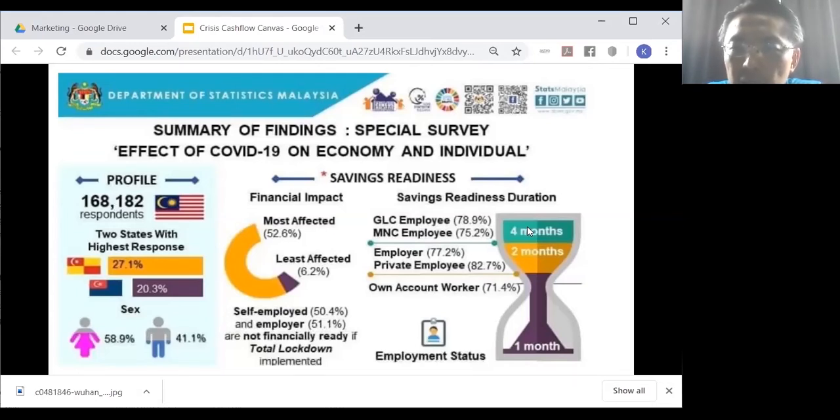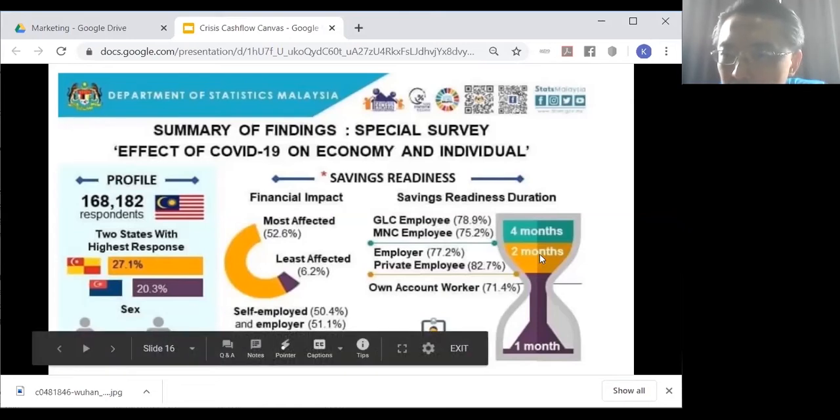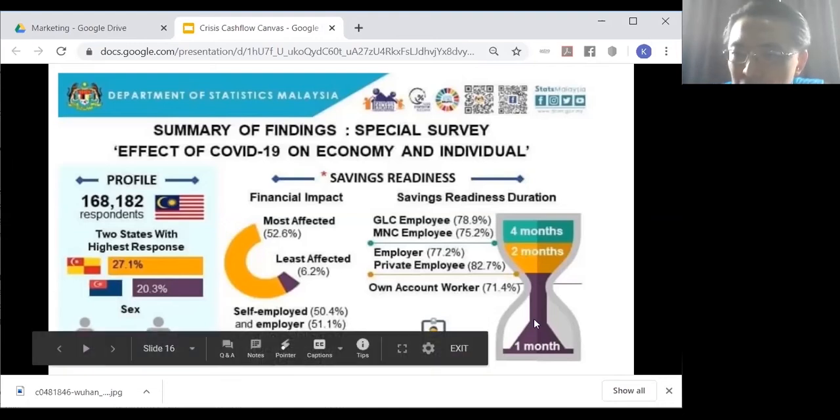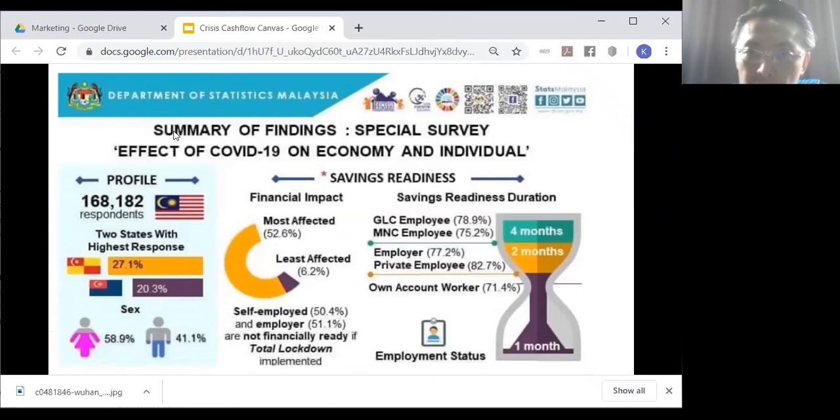But the SME, although it is the backbone of the industry, right? Their employees or their bosses have about 2 months of emergency fund. And last but not least, I believe this is more like self-employed, which is having 1 month of emergency fund. So this survey came in quite timely. It's from the Department of Statistics Malaysia, which surveyed about 168,000 people.